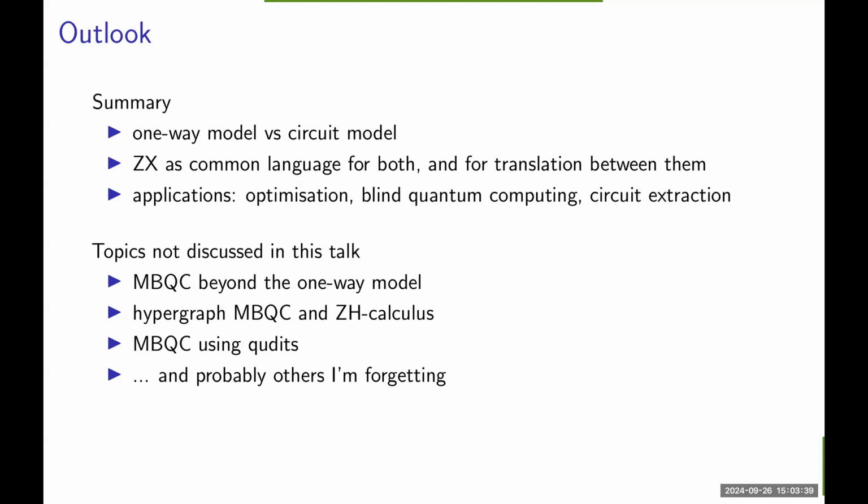I've also only talked about the one-way model on qubits with graph states. It's possible to instead look at one-way computation on hypergraph states, which is something that, rather than expressing it in the ZX calculus, we would use the ZH calculus for. And there's been a little bit of research on that, but not all that much yet. There's also some work on measurement-based quantum computation using qudits instead of qubits. And yes, indeed, probably other topics that I'm forgetting.